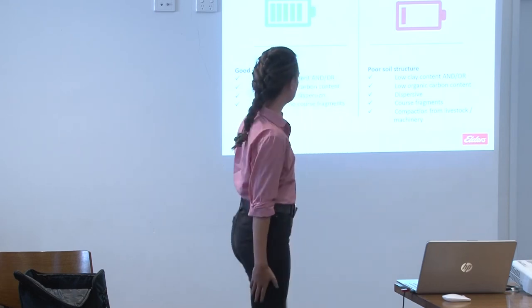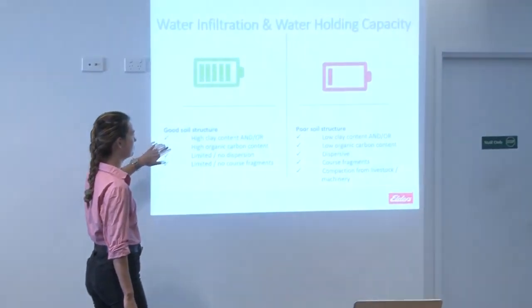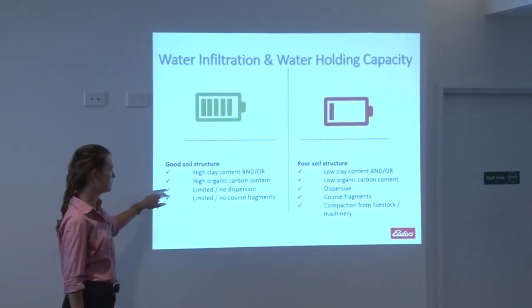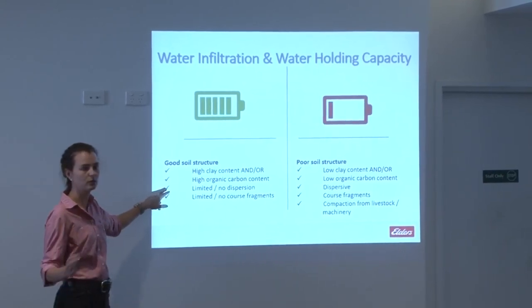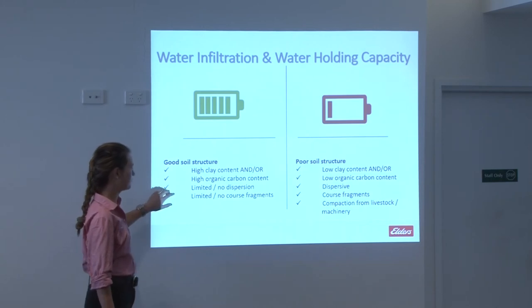So a good soil structure will be really high in either clay content or organic matter carbon or both. It'll have limited dispersion, because as I said before, that will result in compaction when it dries out again, and it'll have no coarse fragments.